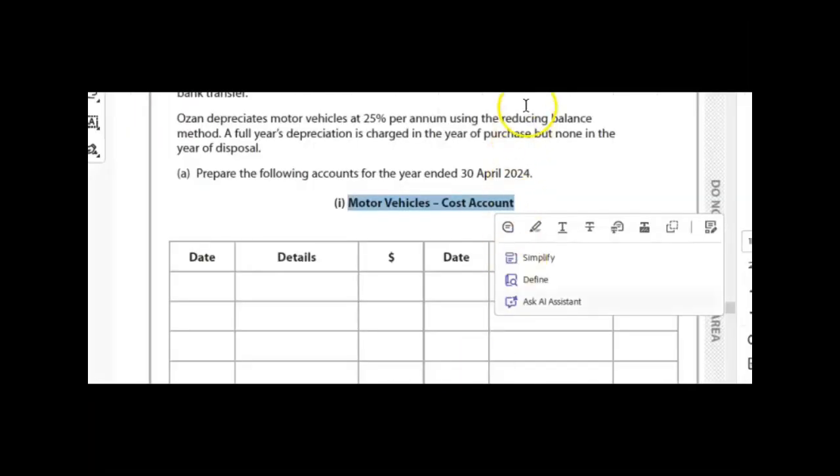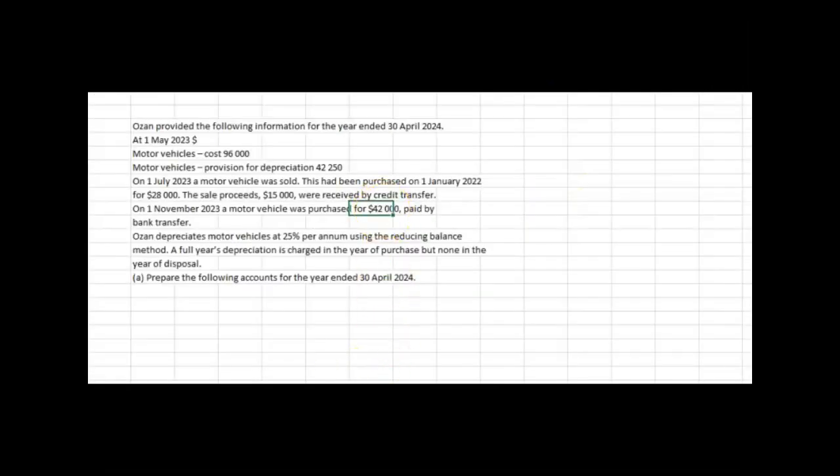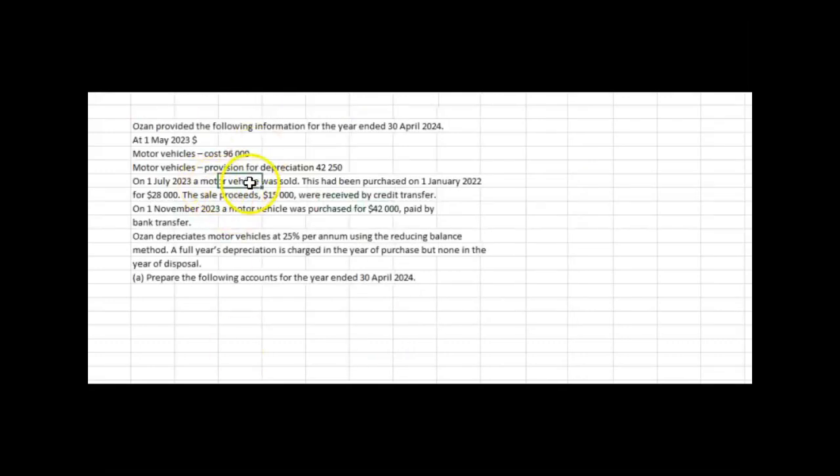We start the cost account with balance BD on the debit side, which is the balance in the cost account given in the question, $96,000. Then we write the asset purchased, $42,000, as cash book on the debit side as it increases the value of the asset. Lastly, we put the disposal, $28,000, on the credit side as it decreases the value of the asset. We then calculate the total. Put the higher side total on both sides, then find the difference on the lower side. This difference, $110,000, is brought down as balance BD.